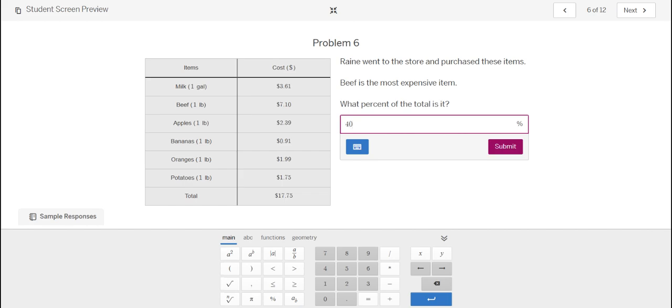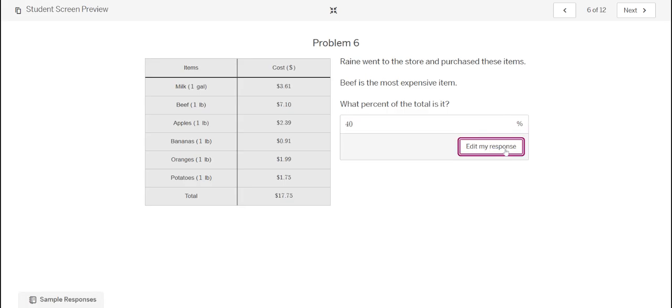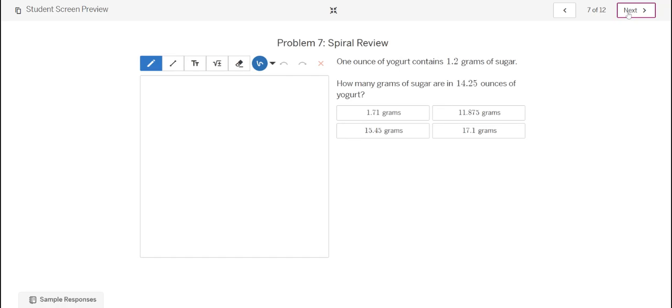But again, I just took $7.10 divided by 1750. I moved the decimal over two places, and then it was 0.4 times. And when I did that, that means it's 40%. Next.